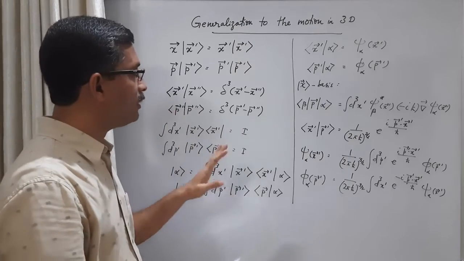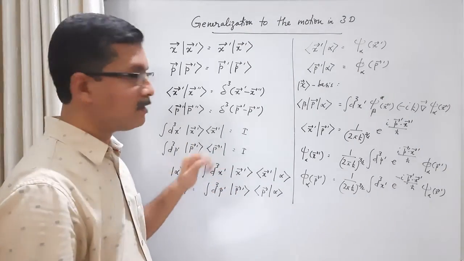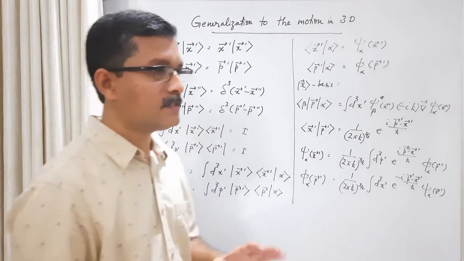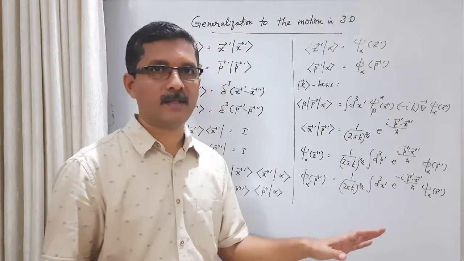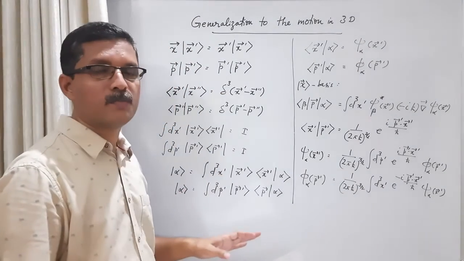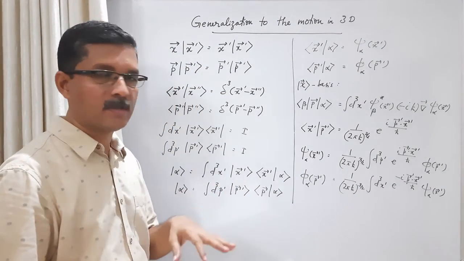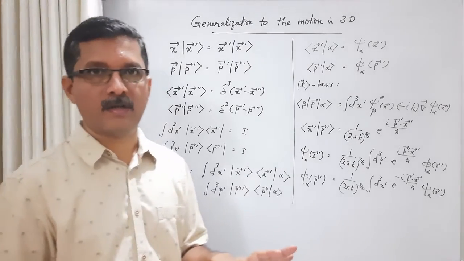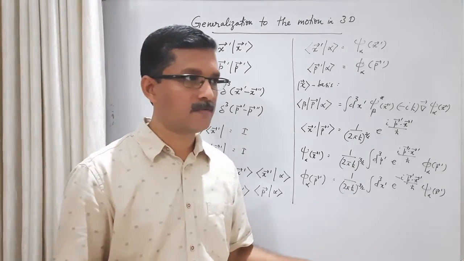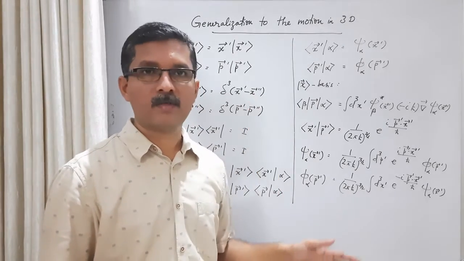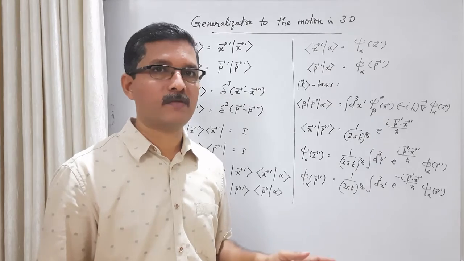Already we have obtained these results in one dimension. When you generalize to three-dimensional motion, that means the physical space of motion of the particle is three-dimensional, we can again have position space representation and momentum space representation. So our abstract vector space is infinite dimensional, whether the motion in the physical space is one-dimensional or three-dimensional.